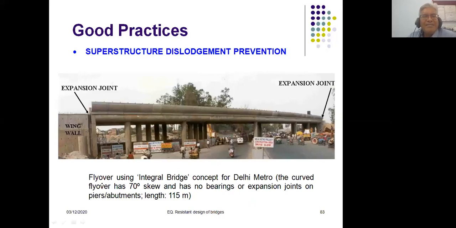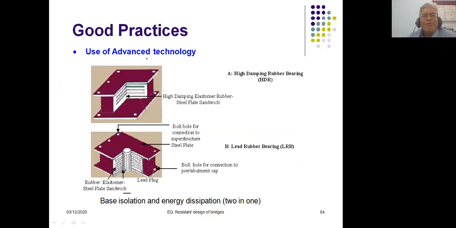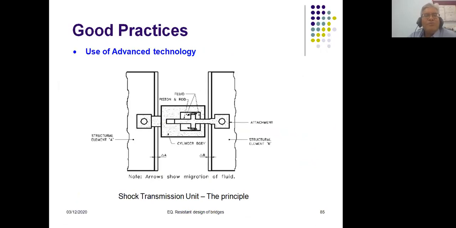See, this is a case of a flyover integral bridge concept of Delhi Metro, right? It is a curved bridge with a 70 degree skew, and no bearings or expansion joints on the pier and abutment. As I told you, it has already started in the Delhi Metro bridge. Expansion joints are only provided at the start and end; in between, no expansion joints are there. Advanced technology like high damping rubber and lead rubber bearings can be used.